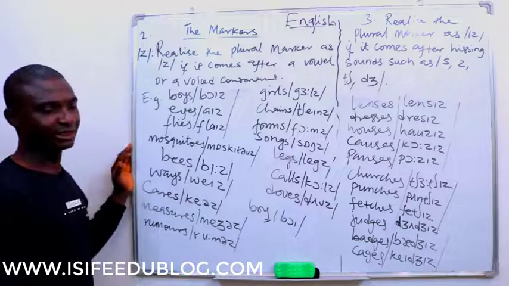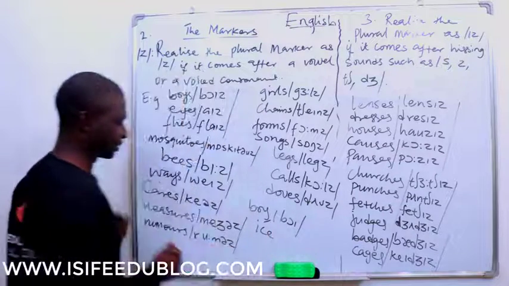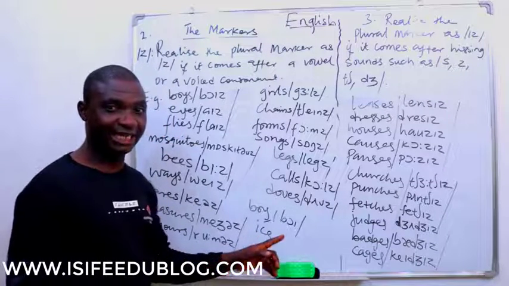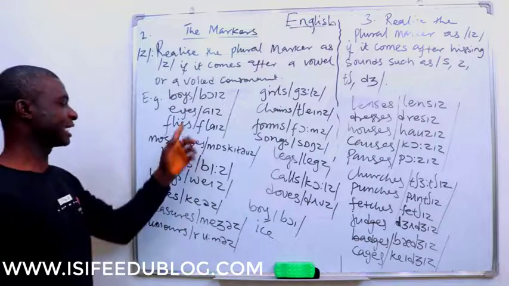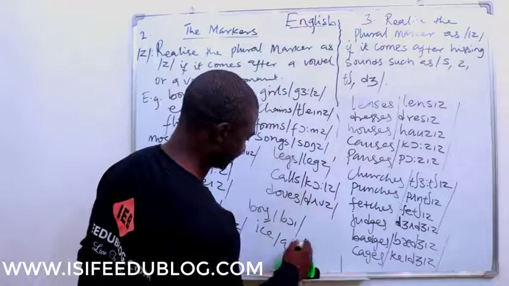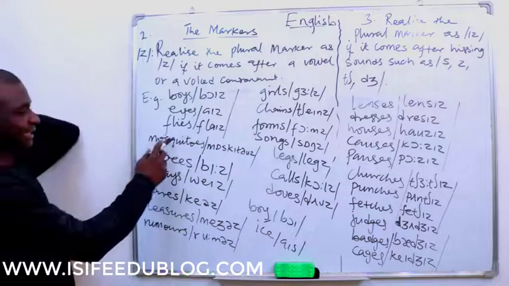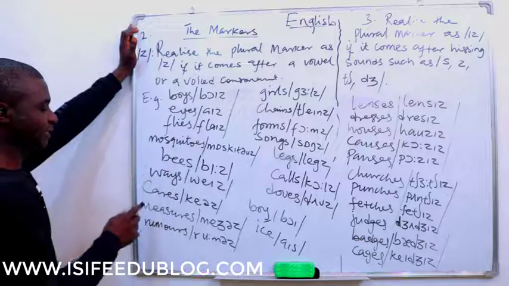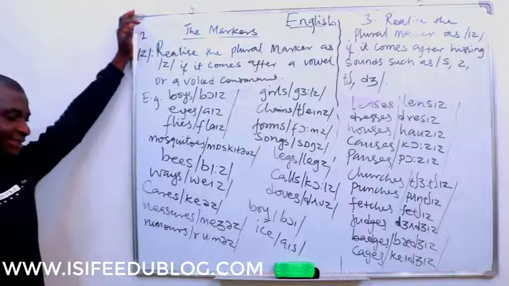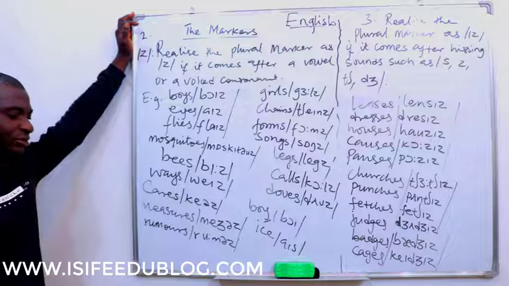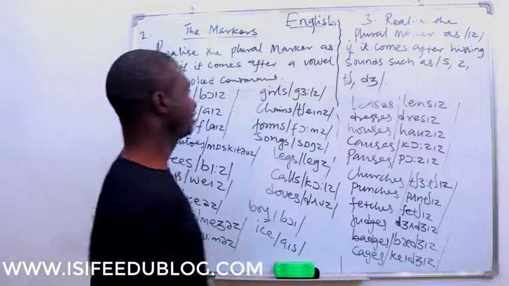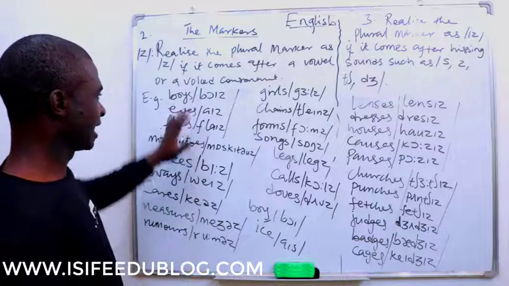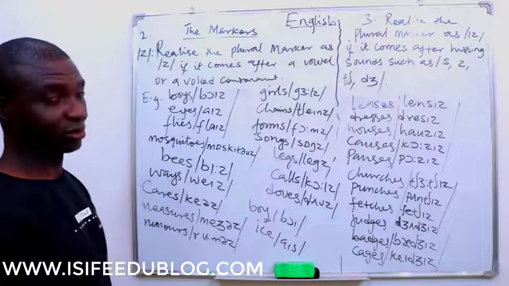Eyes, not ice. Ice is I-C-E, ice cream. But the funny thing is that Nigerians pronounce this one as ice, ice cream, and this one becomes ice. No, this is eyes and this is ice. Alright, so we have flies, mosquitoes, bees, ways, cares, measures, rumors. Then we have girls. These ones are vowels now, ending in vowels. These ones are consonants. Alright?